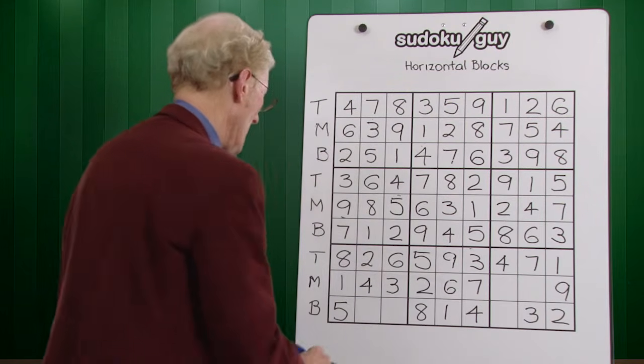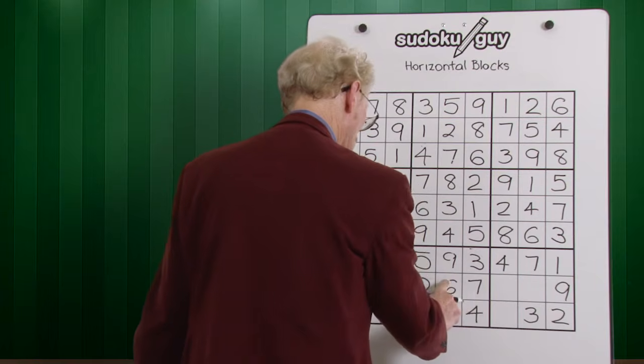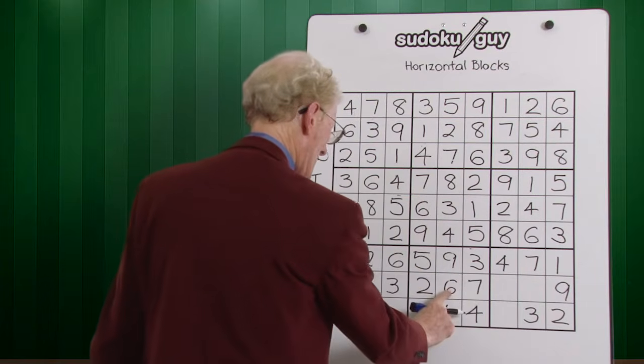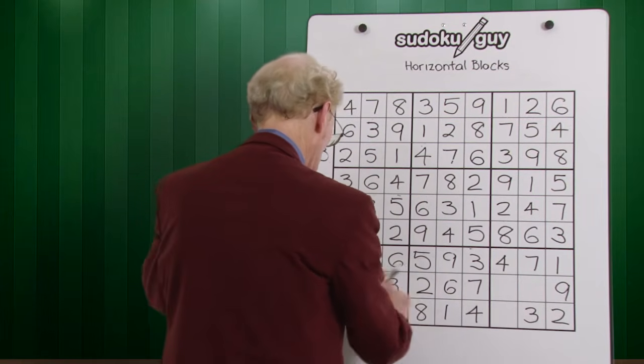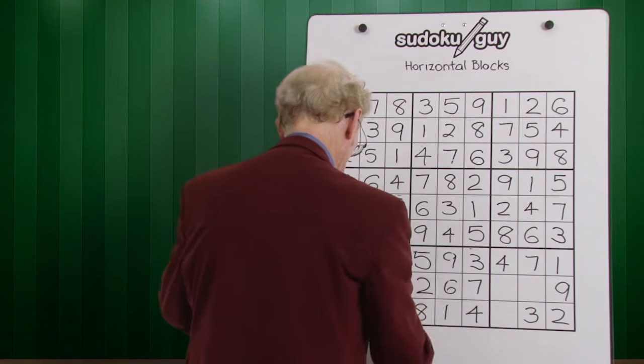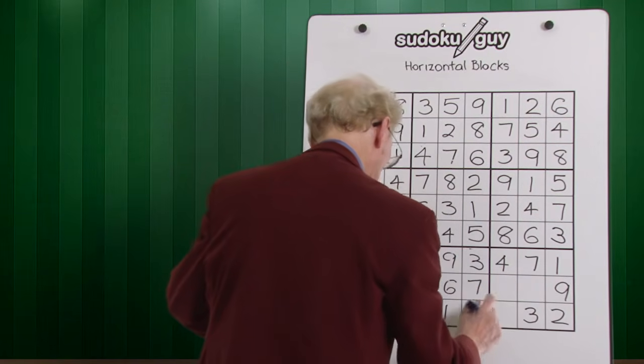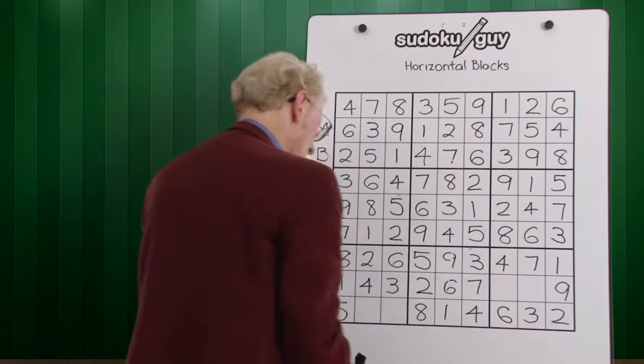We'll do 6s now. 6, 6, 6. There's a top, a middle, and a bottom. The top, middle, and this one doesn't have a 6. It has to be on the bottom. So there it is. Very good.